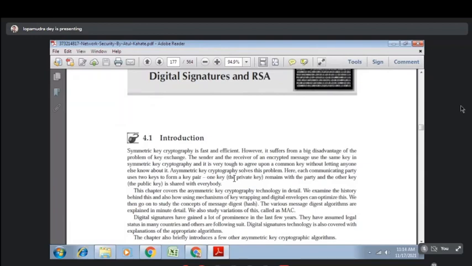Now, what can we do? That problem can be solved with the help of asymmetric key cryptography. The concept of asymmetric key cryptography is that instead of one key, two keys will be involved. One will be the public key, another will be the private key. Now let's discuss this public key and private key concept.